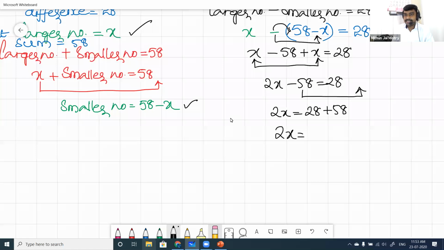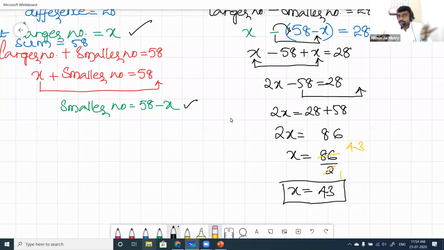8 plus 8 is 16, carry 1, so 86. It is 86. Now 2 will go that side, and it will become divided by 2. That is x is equal to 86 by 2: 2 ones are 2, 2 fours are 8, 2 threes are 6. So we are getting finally x as 43. We got x as 43.